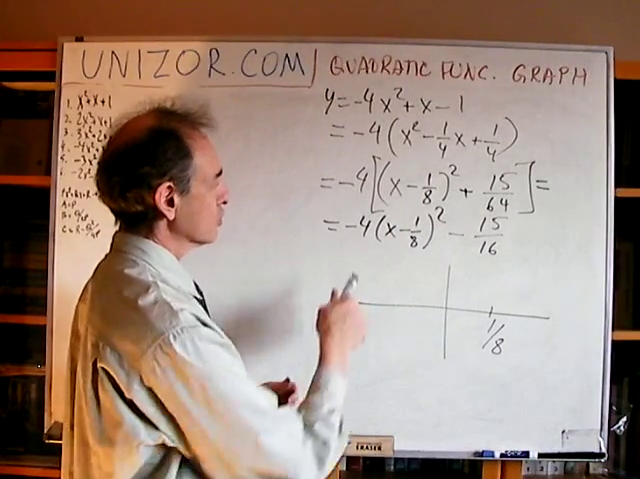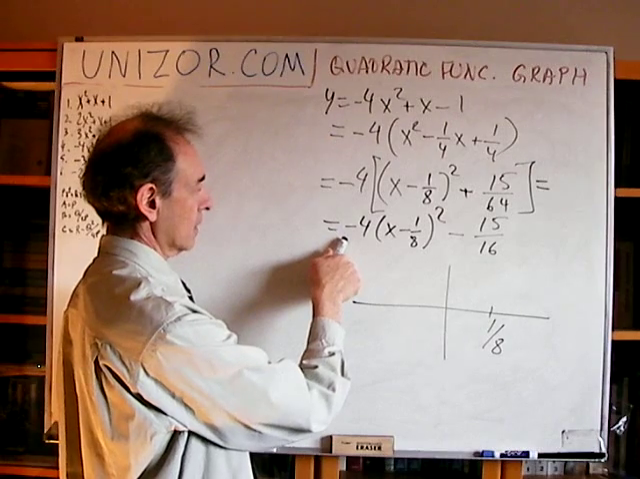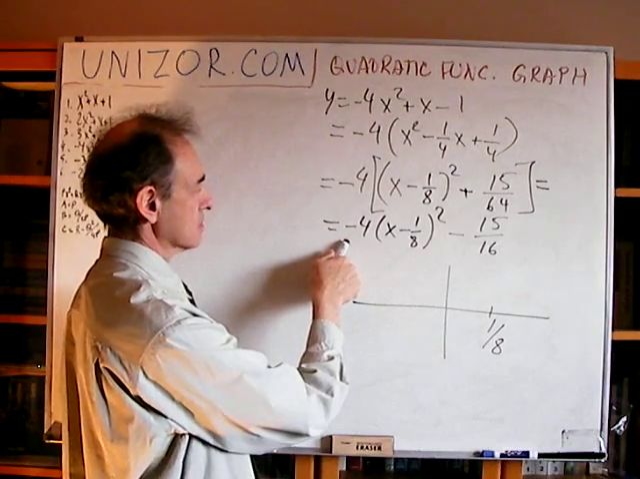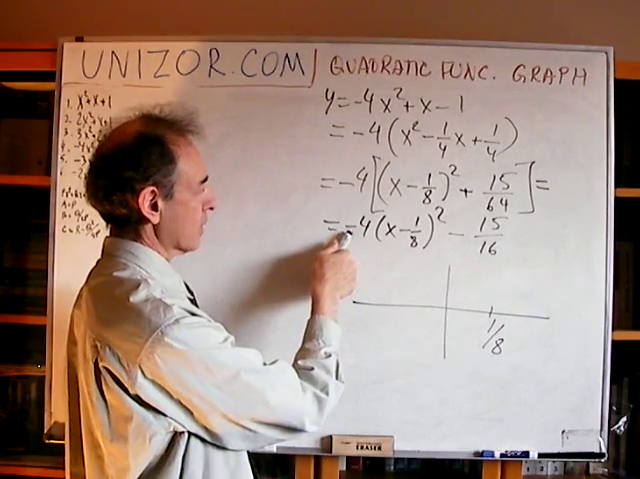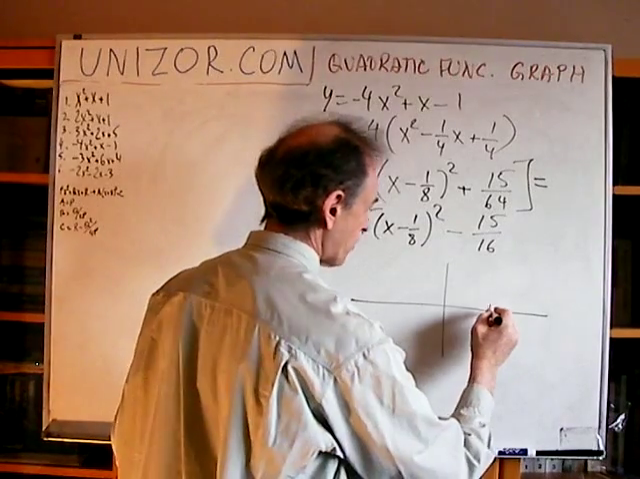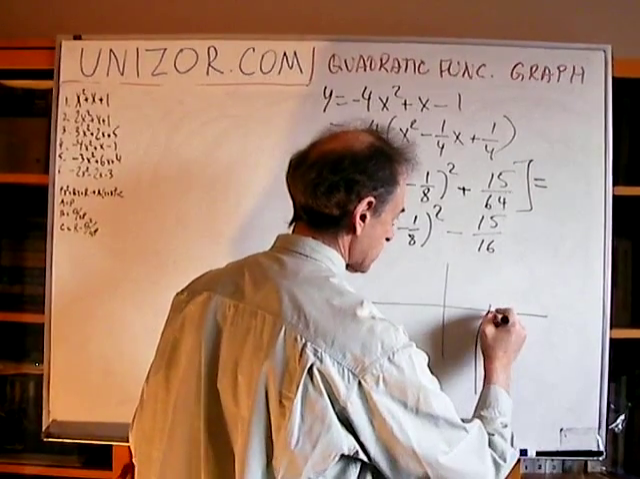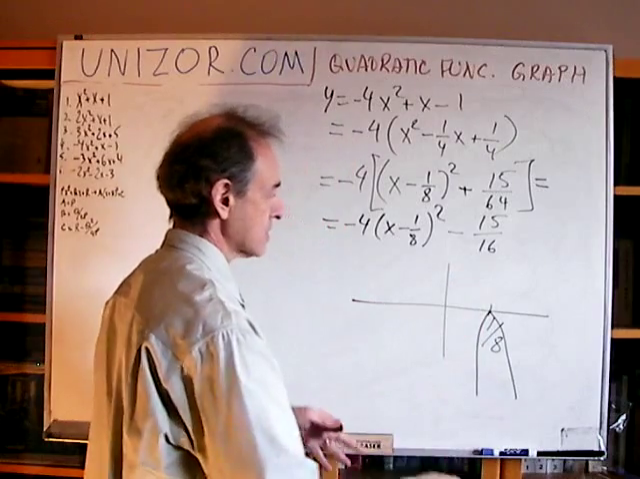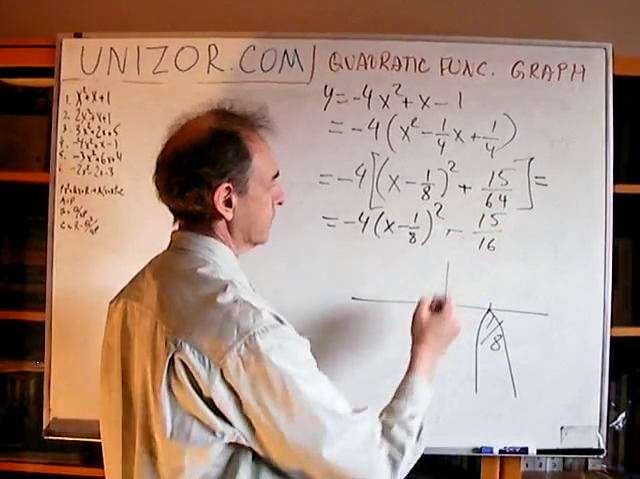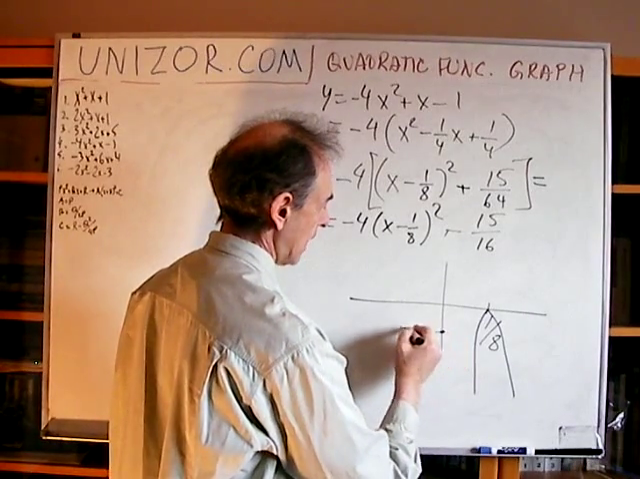Then the parabola should be directed with its branches, with its horns downwards, because this is a minus sign, and it should be 4 times steeper than the regular parabola. So it's something like this. Very, very steep goes down. And then it should be minus 15/16, so it should be brought down.